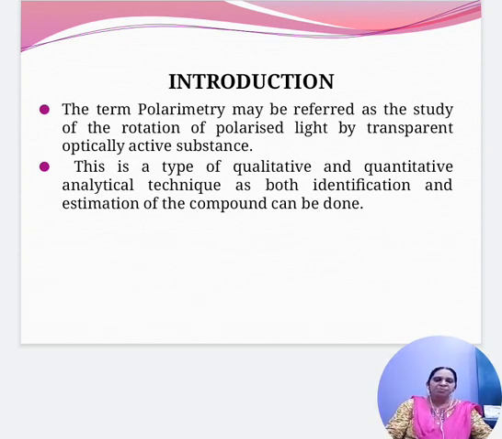What is this transparent optically active substance? I will discuss with you. This polarimetry is a type of qualitative and quantitative analytical technique, as both identification and estimation of the compound can be done.